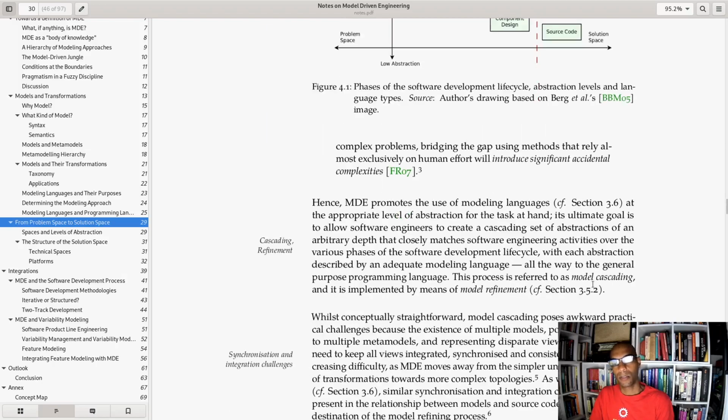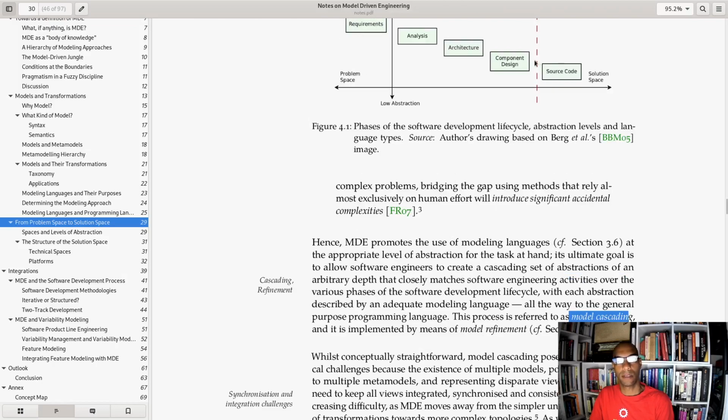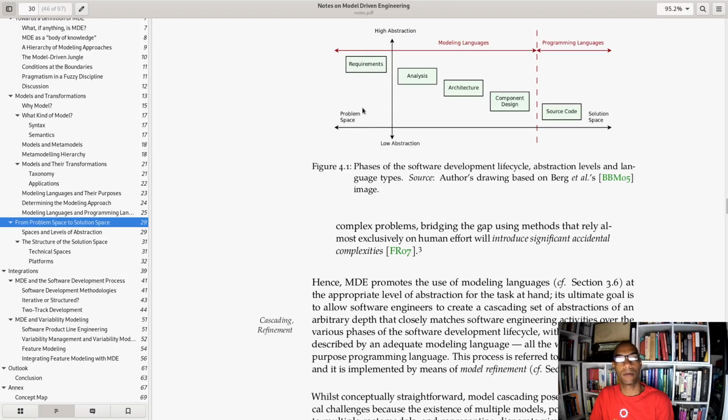So this process that we can conceive of, going from each of these layers or each of these steps downwards to source code, is called model cascading, because you're basically going from one model designed for a certain step of the process to another model, and each model is specialized in that particular point in the process. And as you're cascading, you're transferring information and converting it from one representation to another.